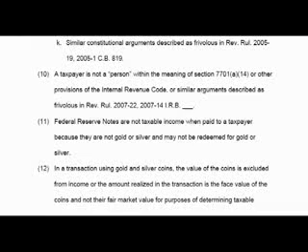Federal Reserve notes are not taxable income when paid to a taxpayer because they are not gold and silver and may not be redeemed for gold or silver. 12. In a transaction using gold and silver coins, the value of the coins is excluded from income, or the amount realized in the transaction is the face value of the coins, on and on, but neither one of these are redeeming lawful money pursuant to Title 12, Section 411.